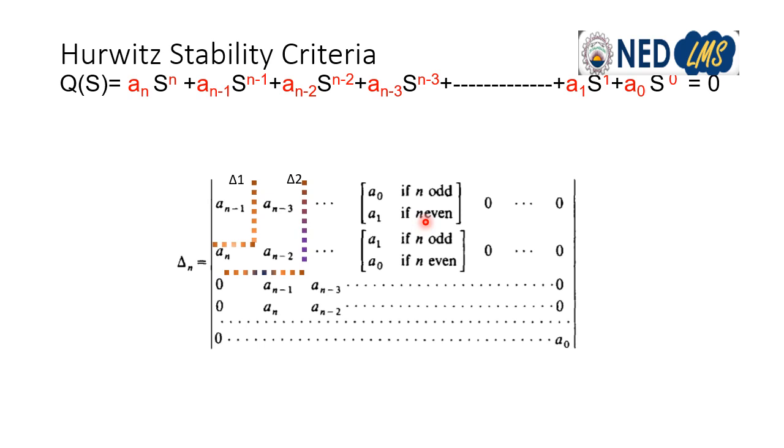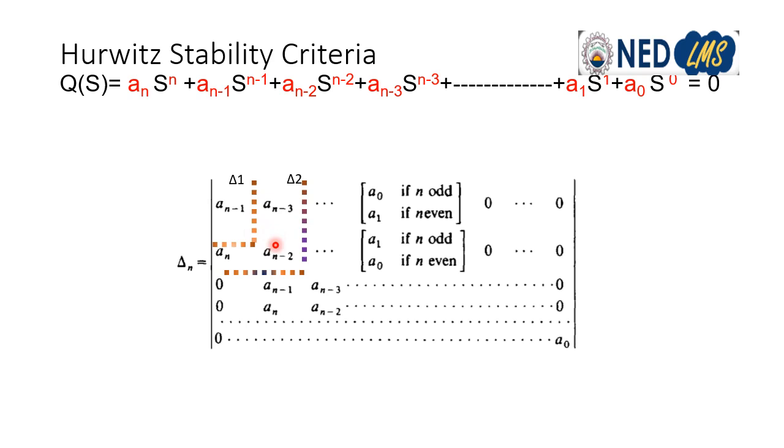So when we complete this determinant, we will see that it completes at a naught or a1 depending upon the power of s, and then we complete the row by adding zeros to make it order n. Then in the second row we use the coefficient of s raised to the power n, then again the alternate coefficient an minus 2, and so on. Again it will end at a1 or a naught, and we complete it by adding 0 to make the order n.